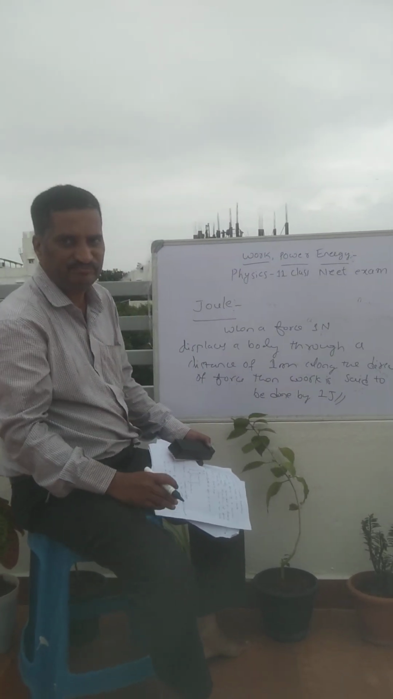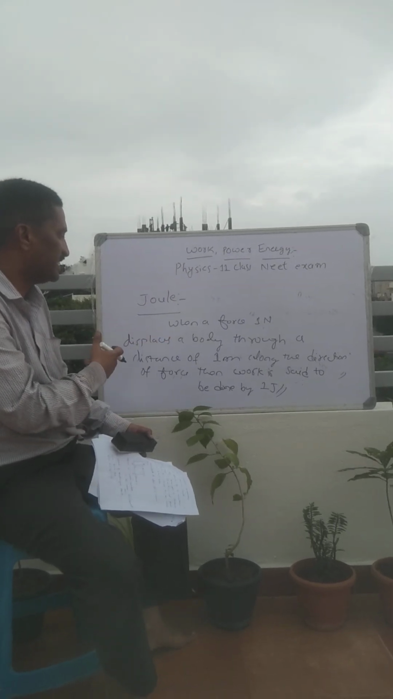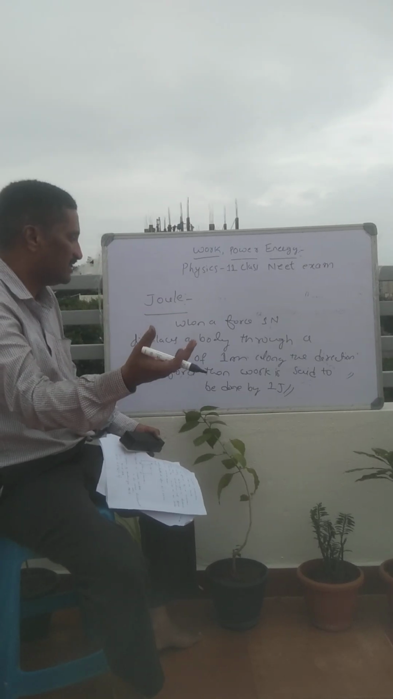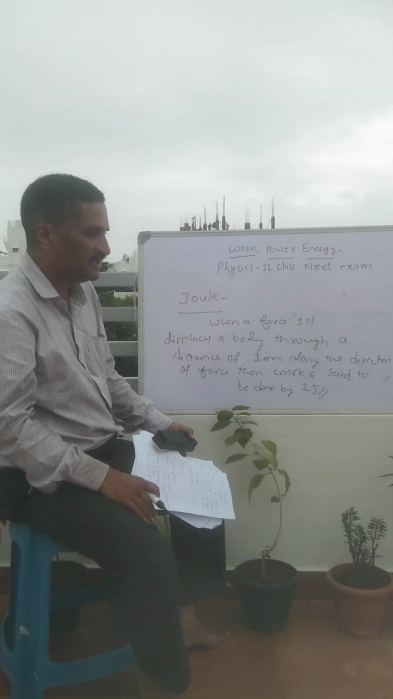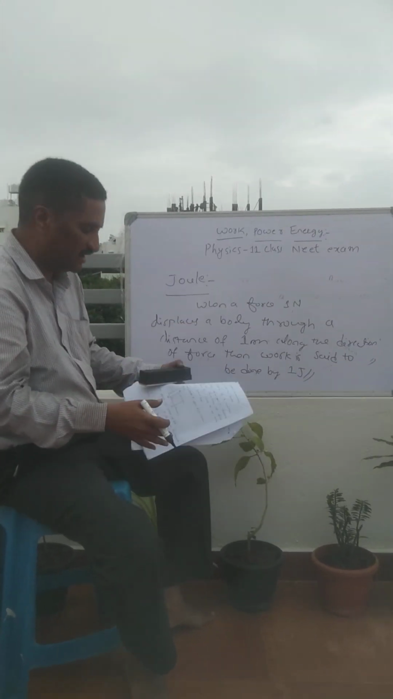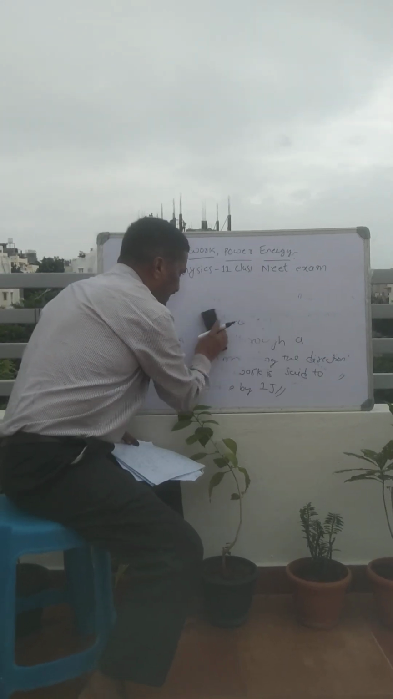I'll repeat once again. You can see very clearly, when a force of 1 Newton displaces a body through a distance of 1 meter along the direction of force, then work is said to be done by 1 joule. That's called Newton into meter. Newton is the force, meter is the displacement, we're displacing the body. This is how 1 joule can be defined.